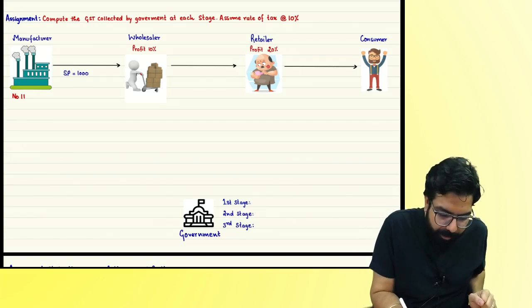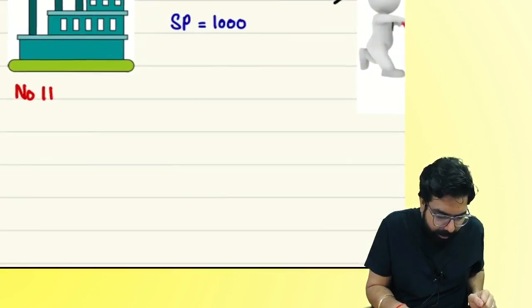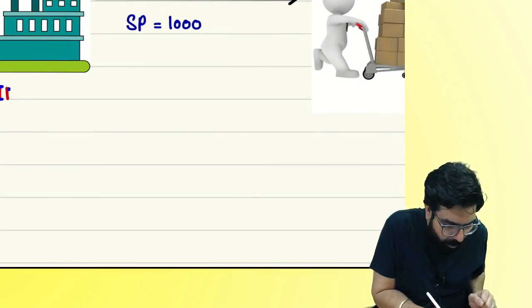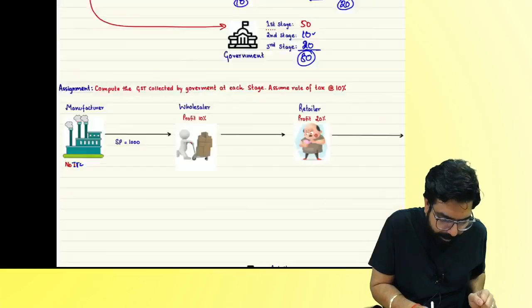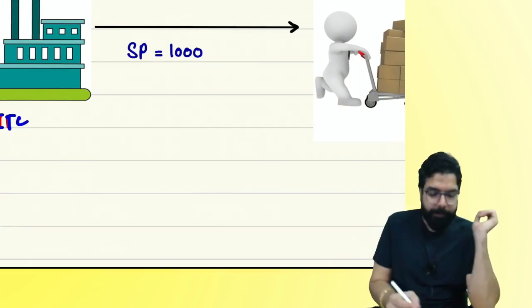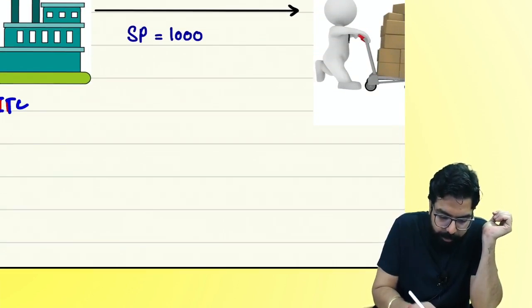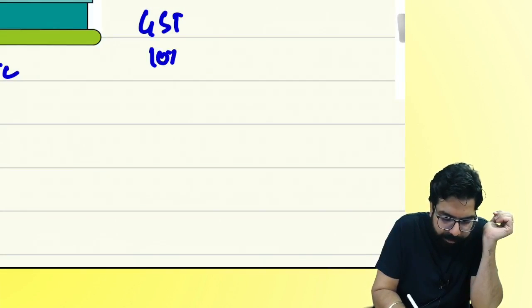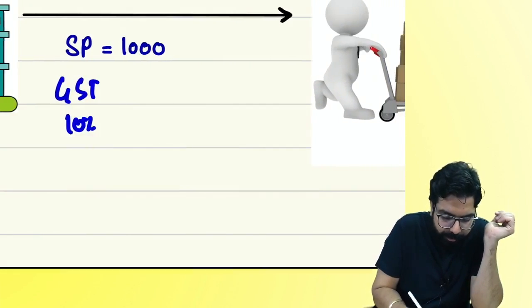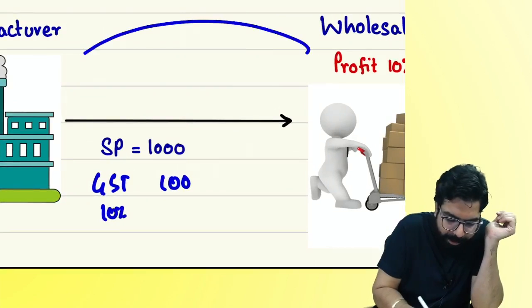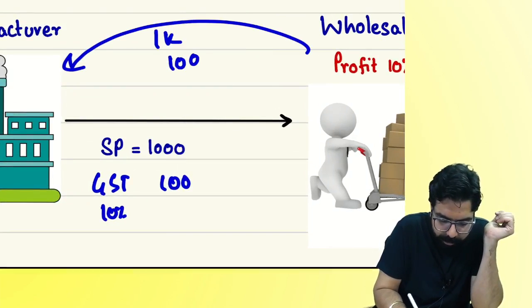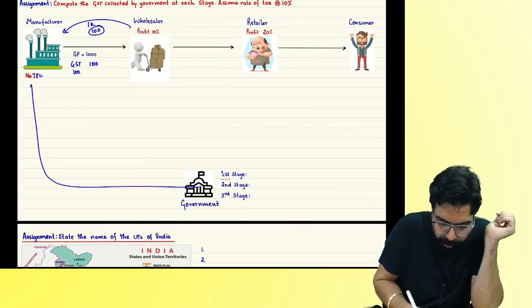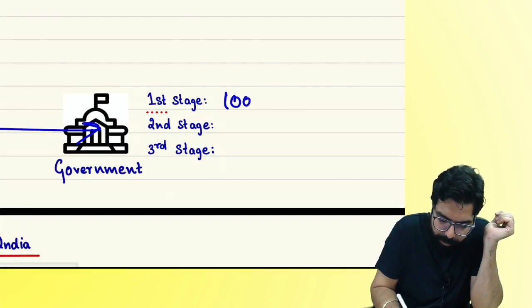See, manufacturer, I'm telling, he does not have any ITC. Okay? He does not have any credit. Selling price is 1000. GST is how much, everyone? 100. 10%, is it? So GST is 100. This guy paid him 1000 plus, first stage government got how much? 100. Anyone, any doubt with this?